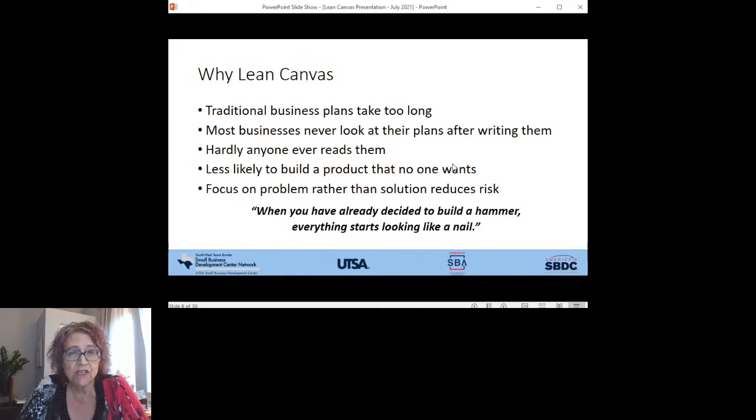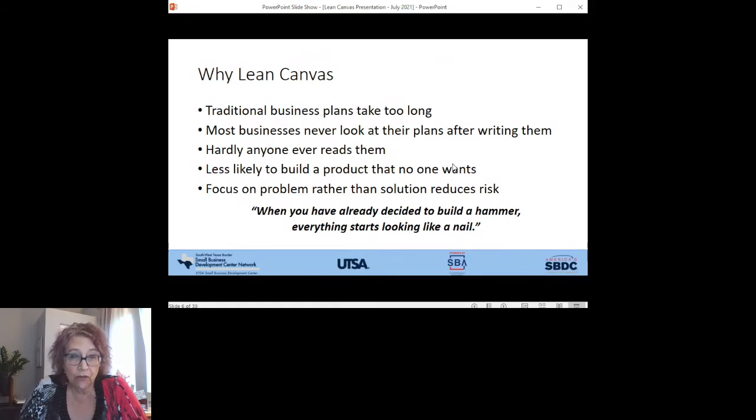Number one, traditional business plans take a very, very long time to put together. If you've ever put one together, you know that it takes a while to do the research. It takes a while to write them out. It takes a long time to get them polished and looking good and in shape where a lender would accept it. One of the other problems is that most businesses, after they've written them, don't look at them again. They stick them in a drawer and just go on from there. They don't revisit them, which they should, because a business plan should be a living document.